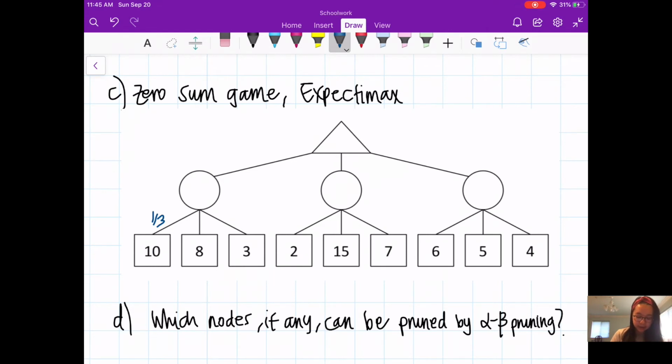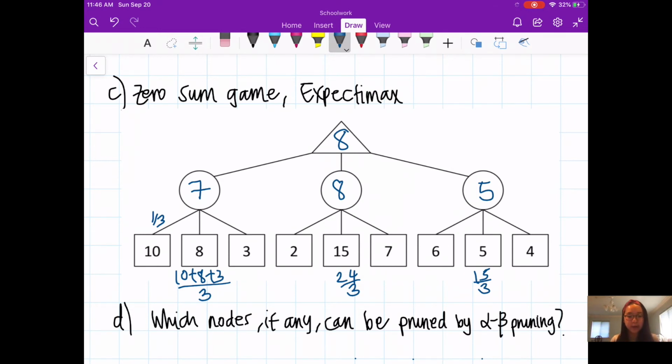So based on that, to get the chance node, we would just do (10 plus 8 plus 3) over 3. So 21 over 3, which is just going to be 7. And then here, 24 over 3, which will just be 8. And then 15 over 3, which will be 5. And out of these 3 values, the maximum is 8. So that will be the maximum node.